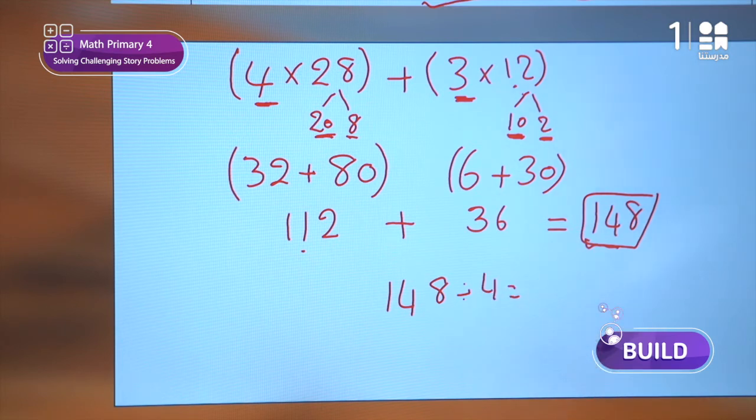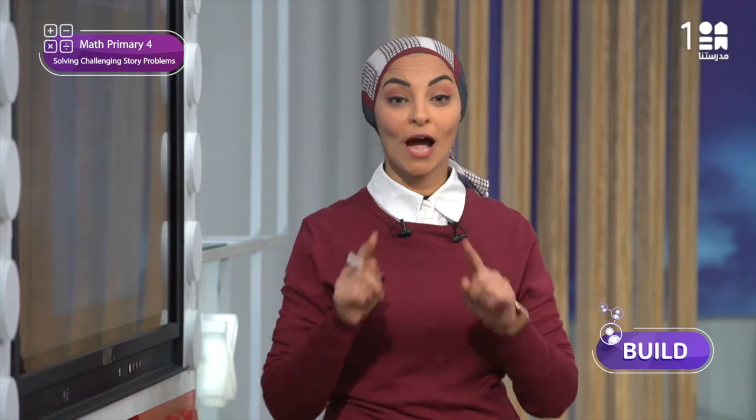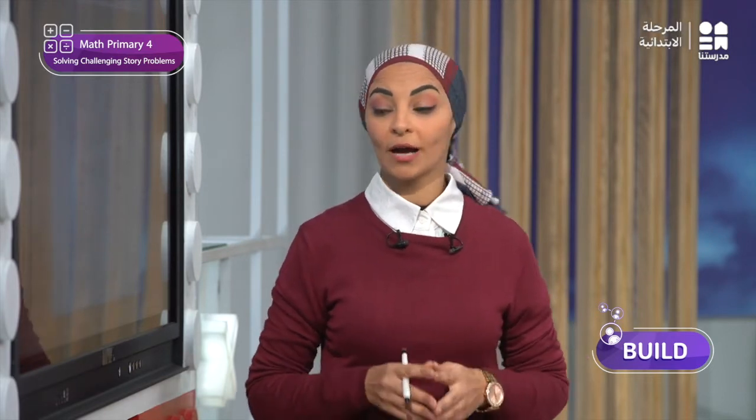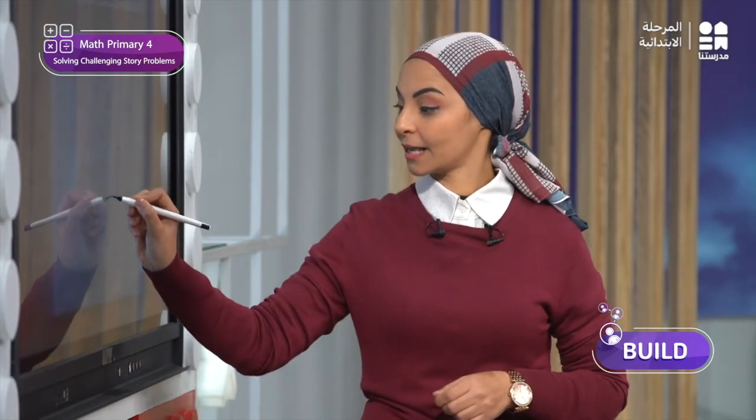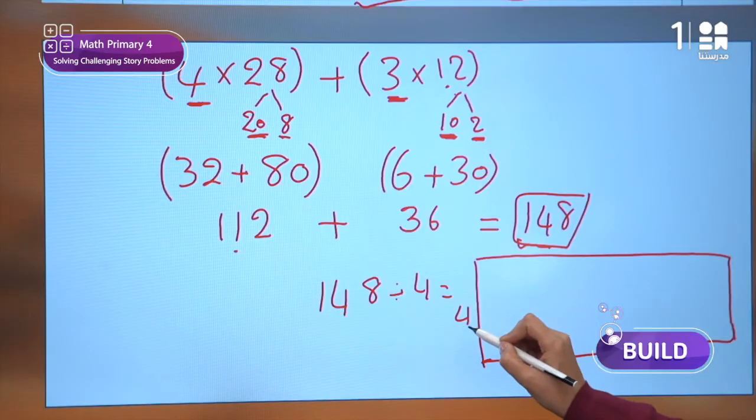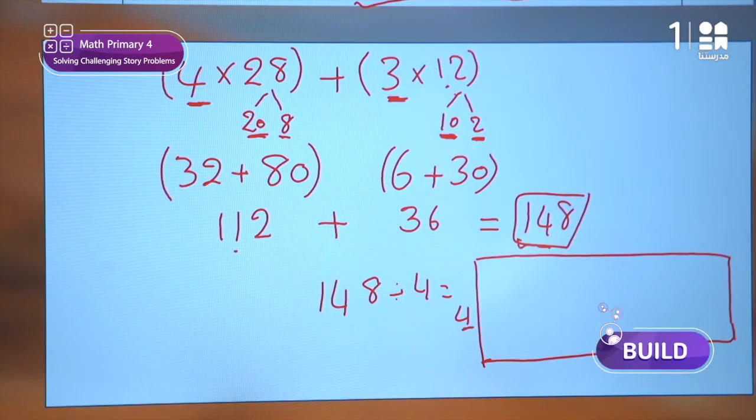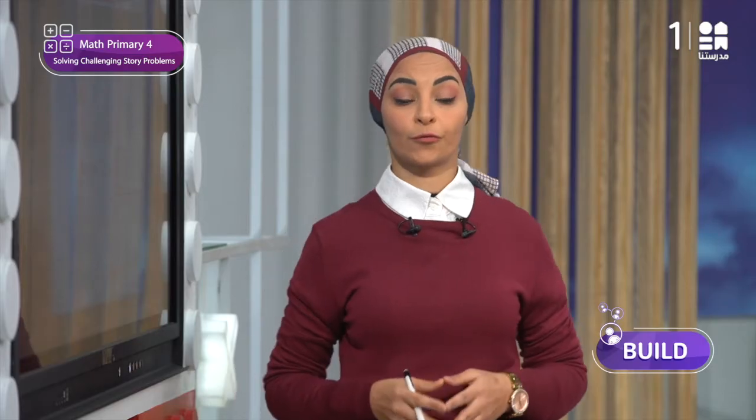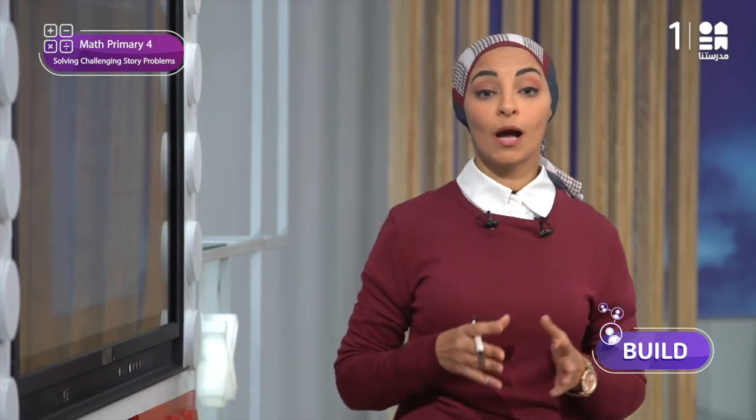Okay, now let's use the area model. So I will draw a rectangle and write the divisor. I will draw my rectangle for the area model, and I will put the divisor here, which is 4. Let's think about multiples of 4. I can repeat 4 10 times.